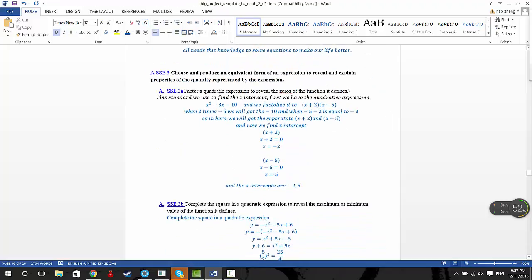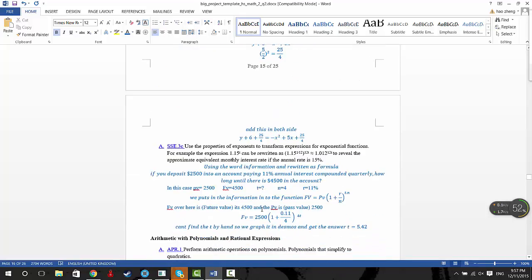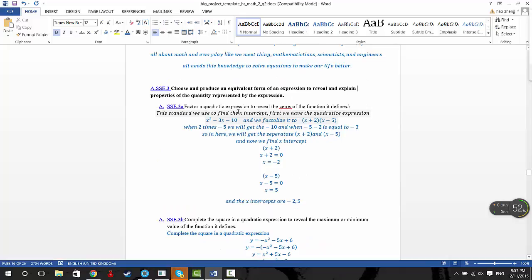Next is the category SSE3, which has separate parts A, B, and C. Here is the part where we factorize a quadratic expression to reveal the zeros of the function it defines. So this standard we use to find the x-intercepts.